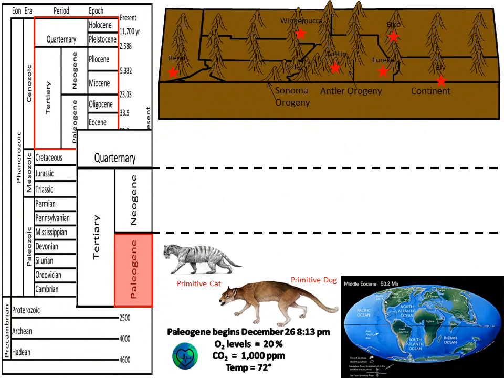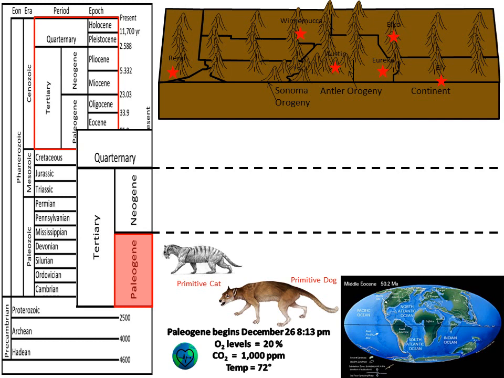December 26th, 8:13 p.m., and we are here at the beginning of the Paleogene. Much of the Earth consisted of large tropical rainforests. The Paleogene period is the age of the mammals. This period is marked by the evolution of small, simple forms of mammals to large and diverse groups of mammals. During this time, mammal radiation was at its peak.